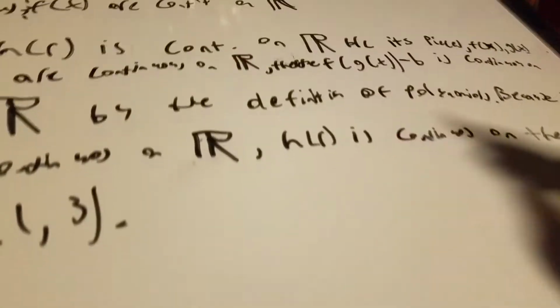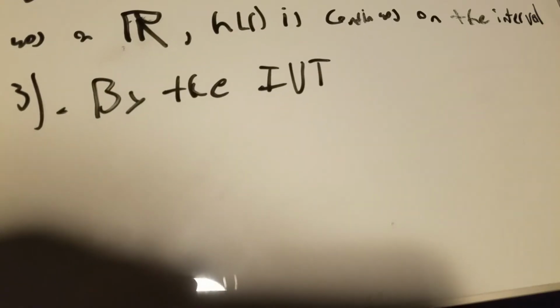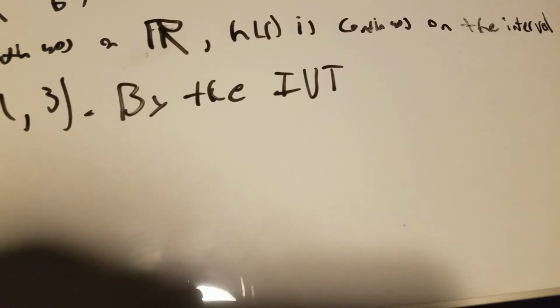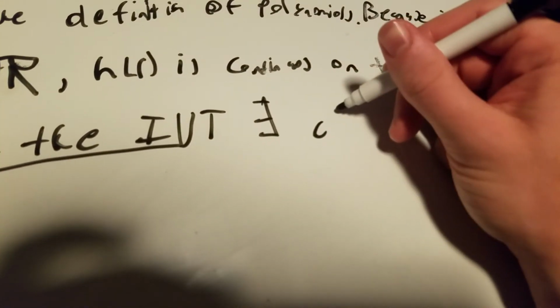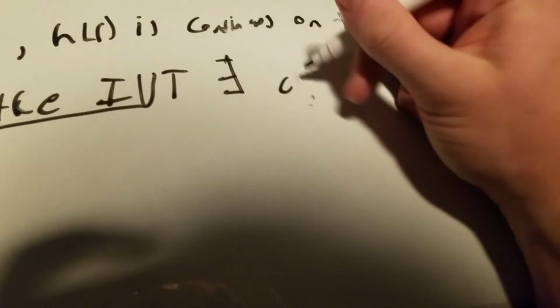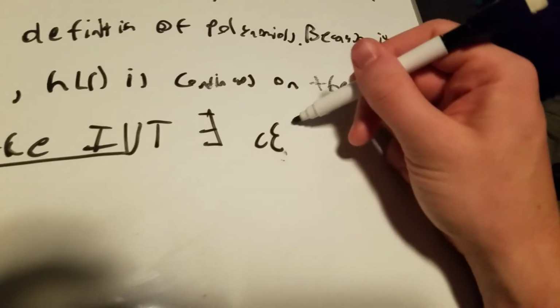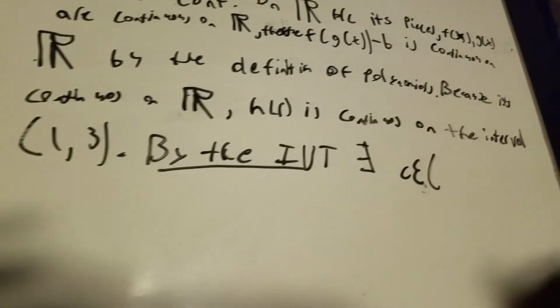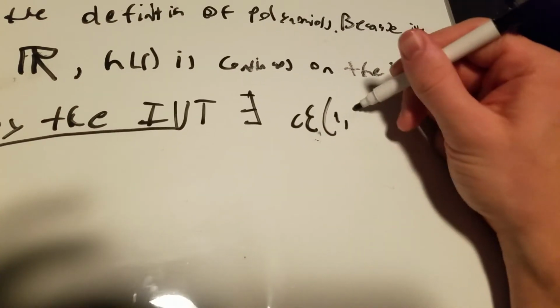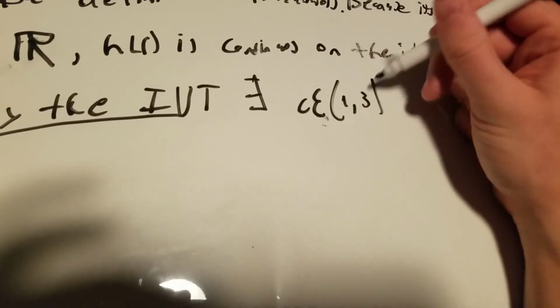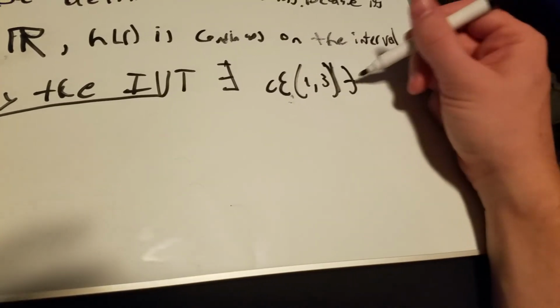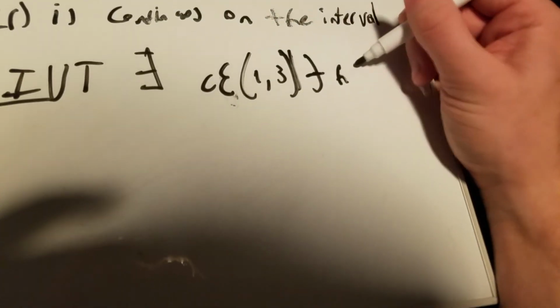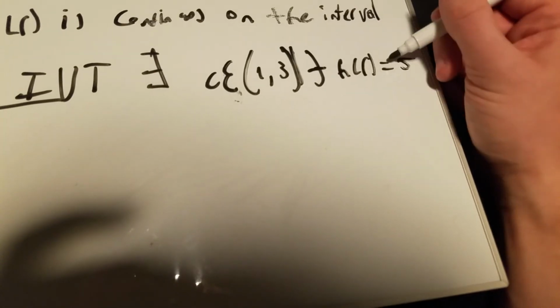There is a formal way to say this. I'm going to look it up real quick. Okay, so basically, you would say, by the IVT, there exists a value in the interval 1, 3, such that h of r equals -5.